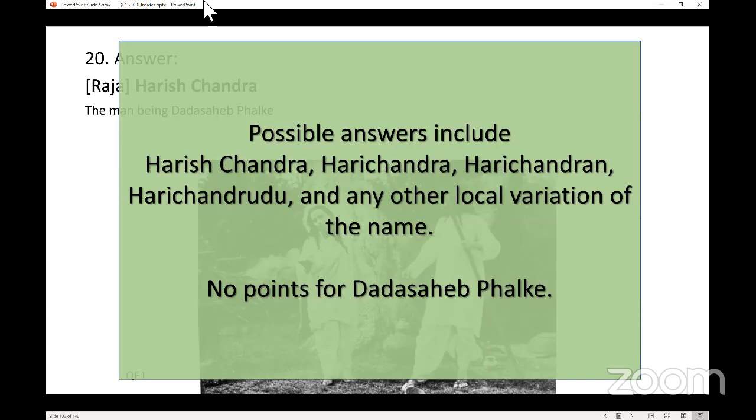So Harish Chandra, Harichandra, all those local variations of the name, Harichandar, Harichandrudu, all of those do work. You don't get points for Dada Saheb Phalke. Dada Saheb is not the nickname. So you need to have written Harichandra, Harish Chandra, because I specifically said what is the name of the character from mythology, which is the same as the nickname, and which is the same as something he did. So Harish Chandra, Harichandra, all of that is right.